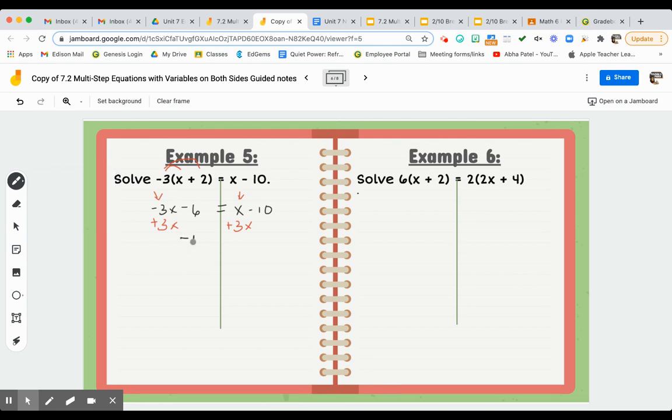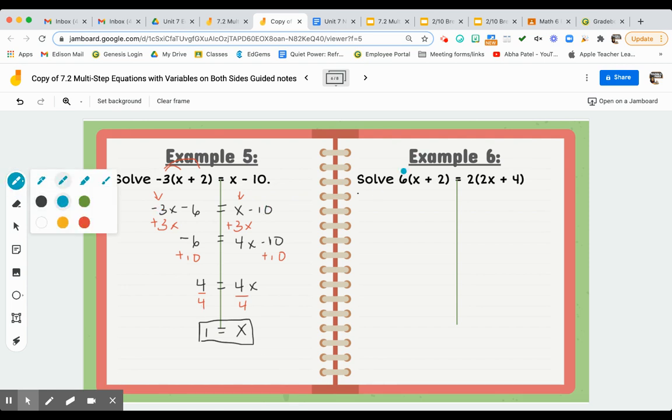So you're going to have negative 6 is equal to positive 4x minus 10. Add 10 to both sides. You're going to get 4 is equal to 4x. Divide by 4. X is equal to 1. Not a very good x. Let me fix that. Okay.